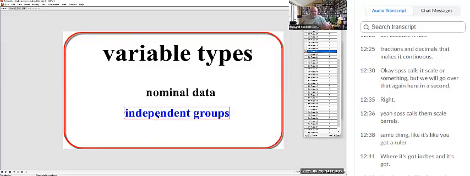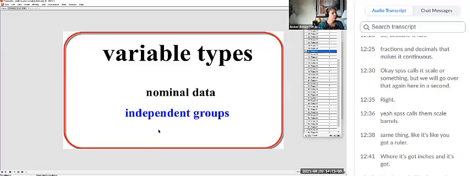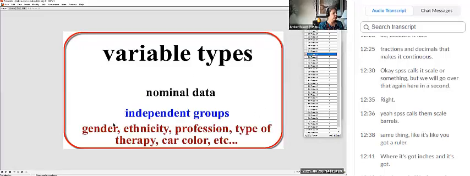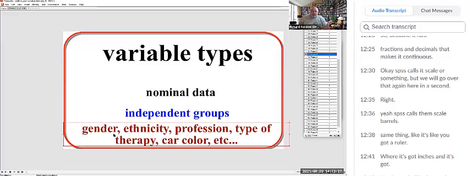So if you have a grouping variable, that opens up all your t-tests and all your ANOVAs, because that's what it does. It looks for differences in different DVs, whatever you're measuring, between the independent groups. So again, any kind of grouping variable: gender, ethnicity, profession, type of therapy, car color, et cetera. Grouping variables.